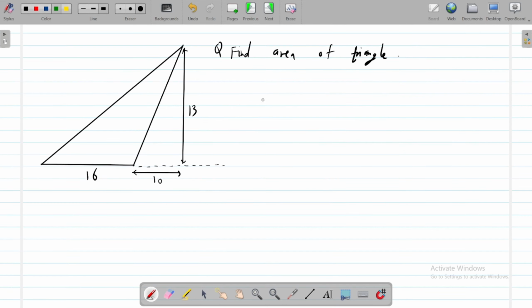Now we have another question where it says find the area of the triangle, and we've been given the second type of triangle. First we write our formula, half into base into height. Now what is the base? Is 10 the base? Is 13 the base? Is 16 the base? 16 is the base. So half into 16, and our height they have given us as 13. Simple. Multiply 13 and 16, we get 208, and again 208 divided by 2 is 104 for the area.